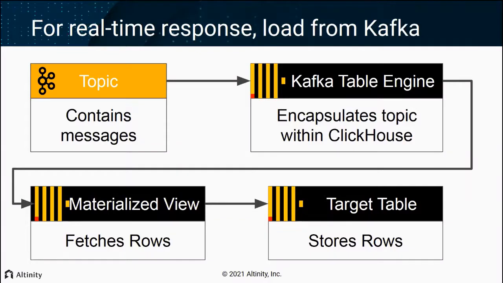Then we use a feature of ClickHouse called a materialized view. This is another form of table, and the materialized view knows how to fetch rows when they arrive in another table. It's kind of like an insert trigger. It's selecting from the table engine, which encapsulates the topic, and every time it selects something, it puts it in a target table, and then you can just query it. This is built-in integration available in ClickHouse, and it's a pretty convenient way to get data out of Kafka.